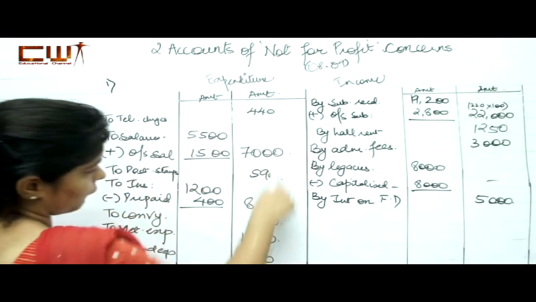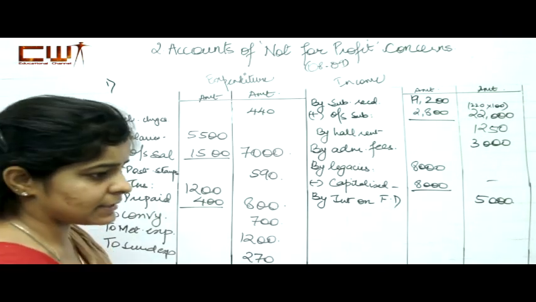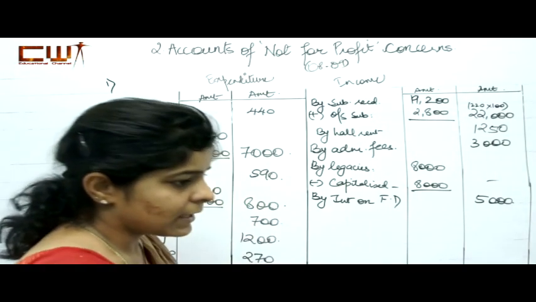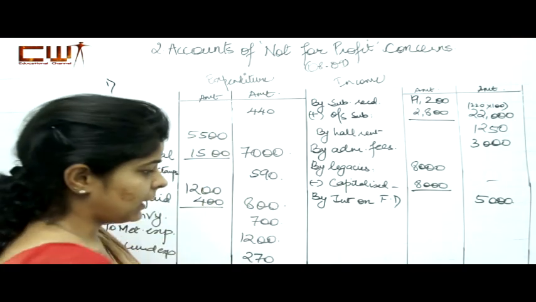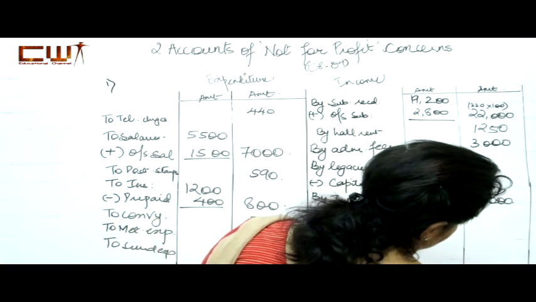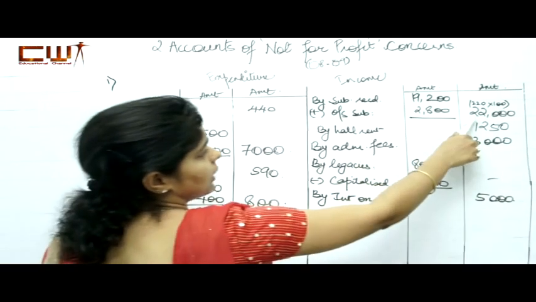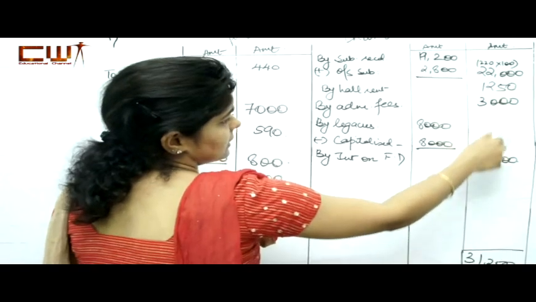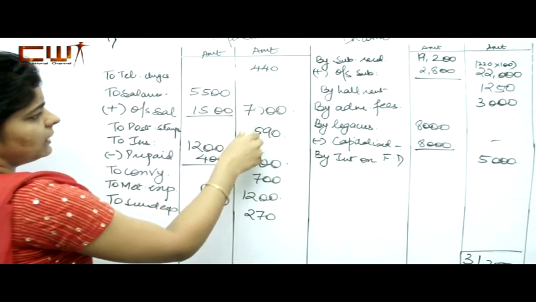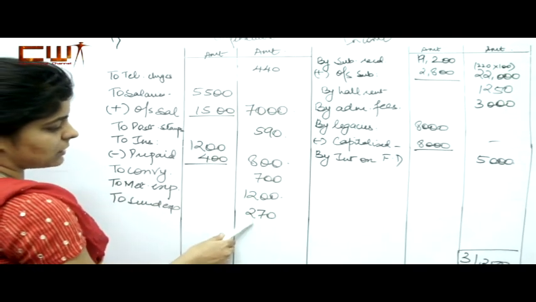Add this, subtract from this column. How much is the difference coming out to be? The total you are getting is 31,250. 31,250 is the total of this column, that is 22,000 plus 1,250 plus 3,000 plus 5,000. It is 31,250, right? Then 440, 7,000, 590, 800, 700, 1,200 and 270.